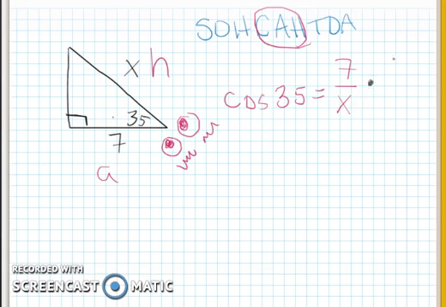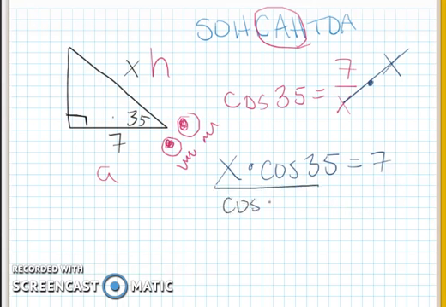From here, we're going to multiply the x out. The problem with that is it leaves x cosine 35 equals 7. X is still not alone, so I have to divide by the cosine of 35 on both sides. That's going to cancel here, so x is going to equal 7 over the cosine of 35.